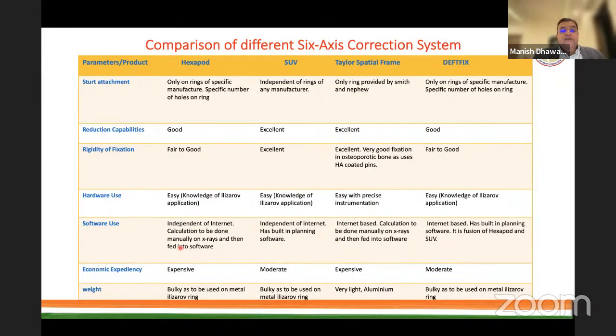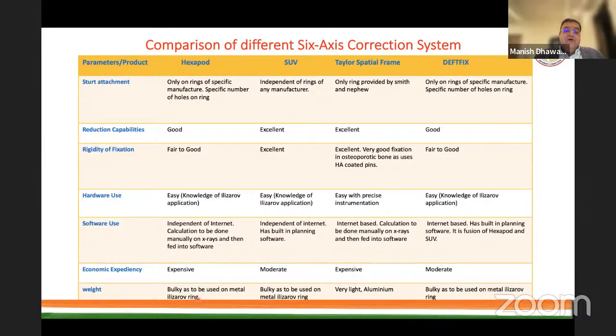Hexapod is independent of internet, because the software is loaded on your computer. So it is without internet and you can use it anywhere. SUV is also independent of internet, but Taylor Spatial Frame and DefFix are both internet based. You have to have internet to do the case. Hexapod is expensive, Taylor Spatial Frame is very expensive, and SUV and DefFix are moderate.